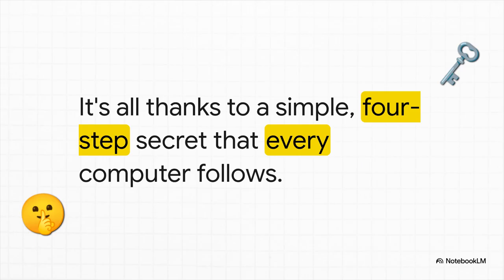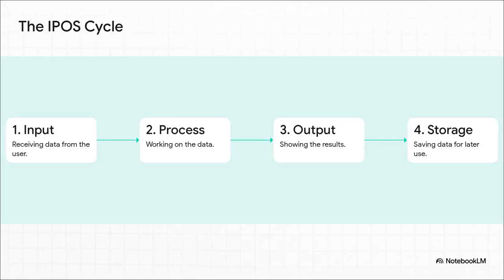And you know what the craziest part is? This ridiculously complex operation all boils down to a surprisingly simple 4-step secret. It's a loop that every single computer, from a massive supercomputer all the way down to your smartphone, follows religiously for every single thing it does. And here they are: input, process, output, and storage. This is it, the famous IPOS cycle.